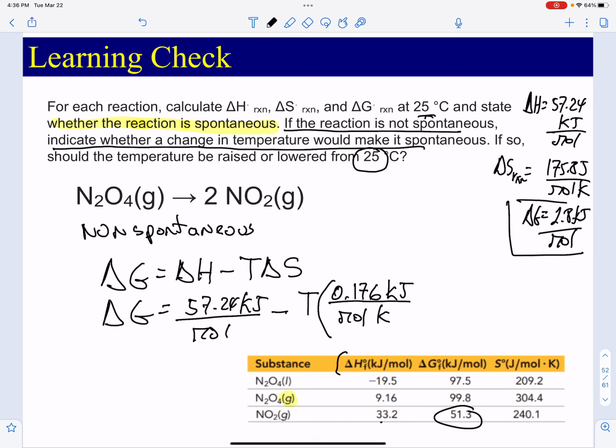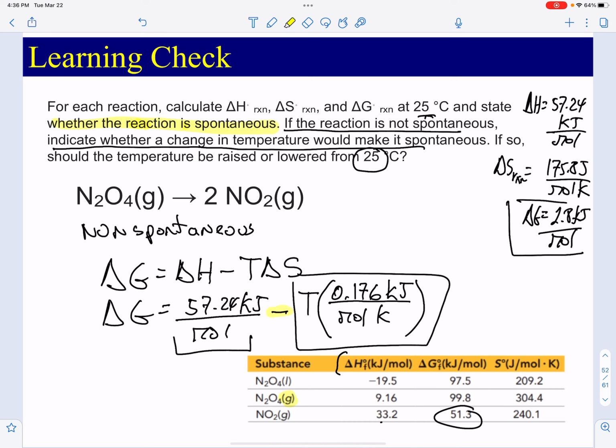And we want to see if changing the temperature is going to make it spontaneous or not. Well, here's the deal. It's going to have to be negative. So this is positive. All this here is negative. So this number has to be bigger. If we can make this number bigger, because it's negative, then that will make delta G negative and that would be spontaneous. So a change in temperature can make it spontaneous.